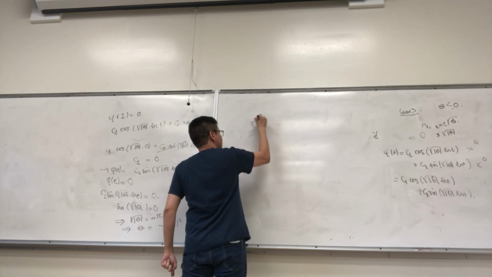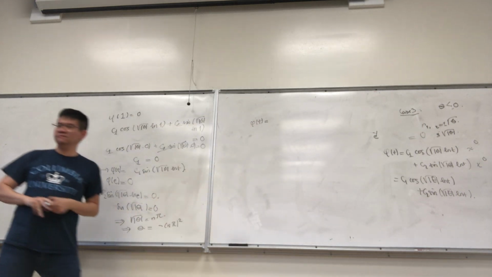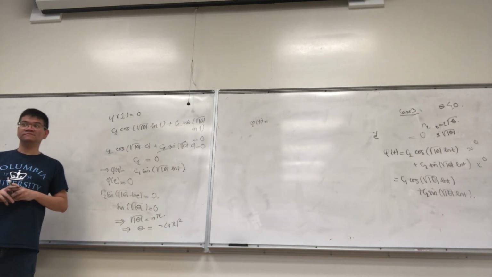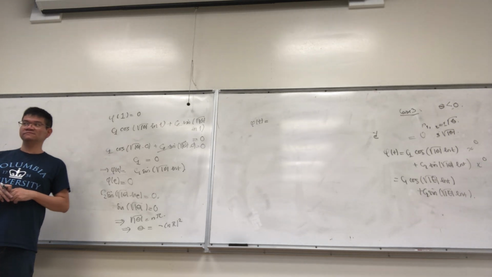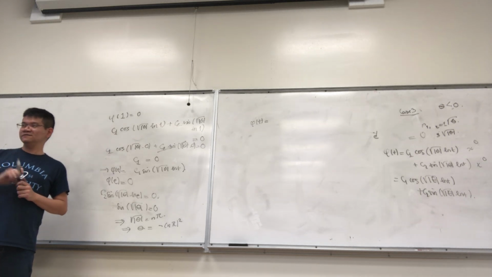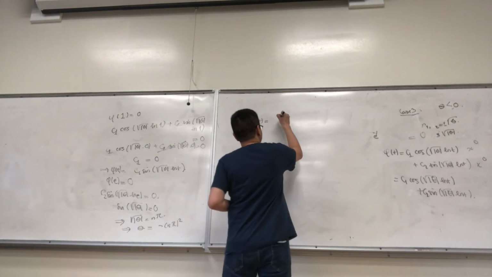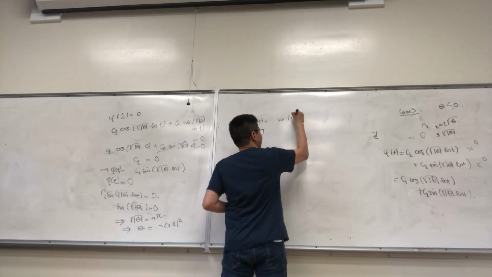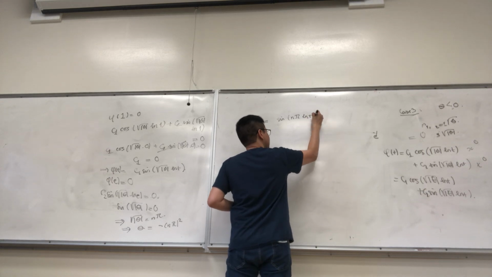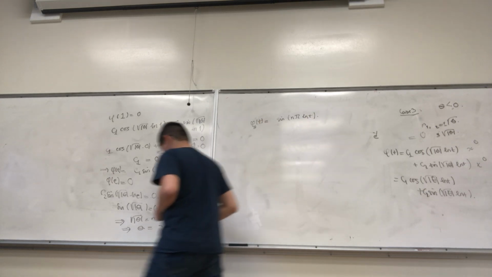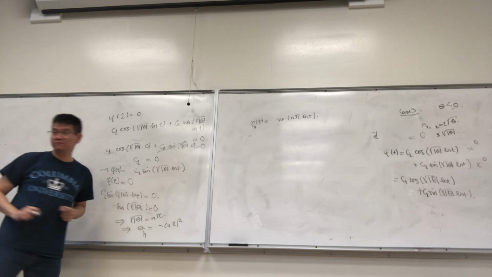So what is phi? Sine of n pi log t. So phi will be sine of n pi log t. All right, so I can put an n here because I have multiple values of them.